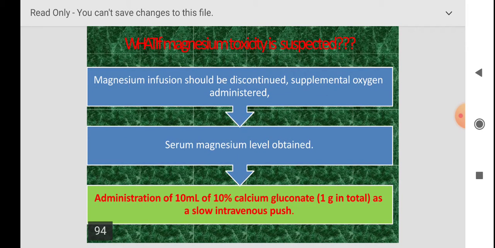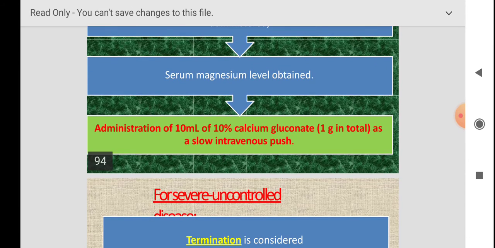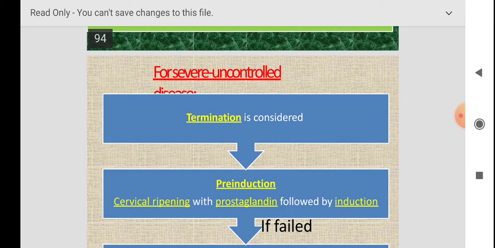What if magnesium sulfate toxicity occurs? Immediately, if you are following the IV dose, the infusion should be stopped. Supplemental oxygen should be given to her because there is respiratory depression. You should send the serum magnesium levels to the lab and immediately give 10 ml of 10% calcium gluconate as a slow intravenous push, because this is the antidote for magnesium sulfate.